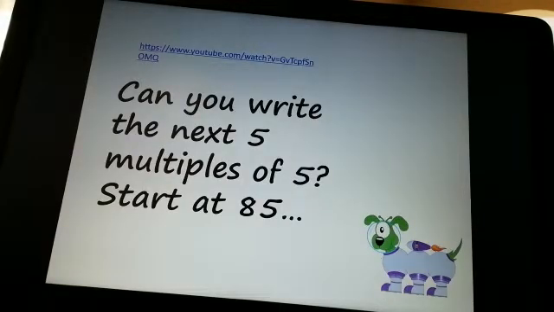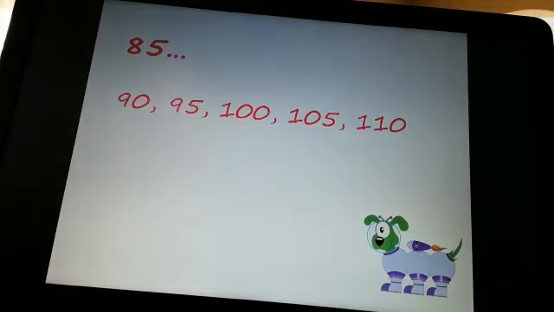Can you write the next 5 multiples of 5, but this time start at 85? It's really good when you're counting in multiples to start at different numbers. So can you start at 85 and keep counting in 5s? If you can get more than the next 5, then just keep going. So you should have 85, 90, 95, 100, 105, 110.